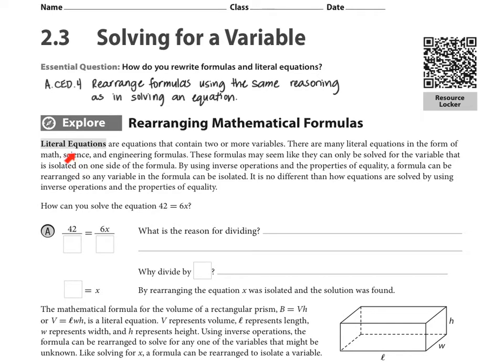First, I want to direct your attention to the vocab phrase here, literal equations. It's an equation that contains two or more variables. And with that, we're able to move things around as long as we're using the properties of equality. That's the important thing here. So we're still using the same stuff, but we cannot combine a lot of the numbers because we've got so many variables floating around. Okay, so let's see what that actually looks like. Let's go on to the next page.